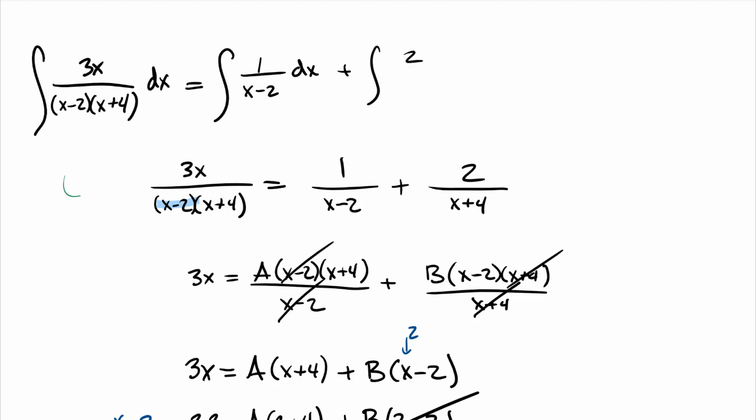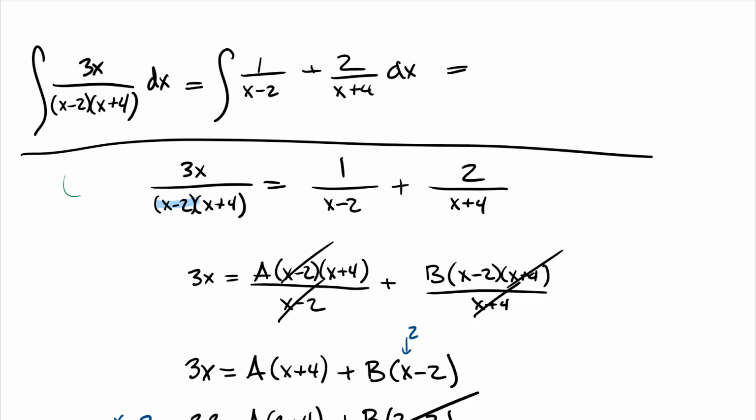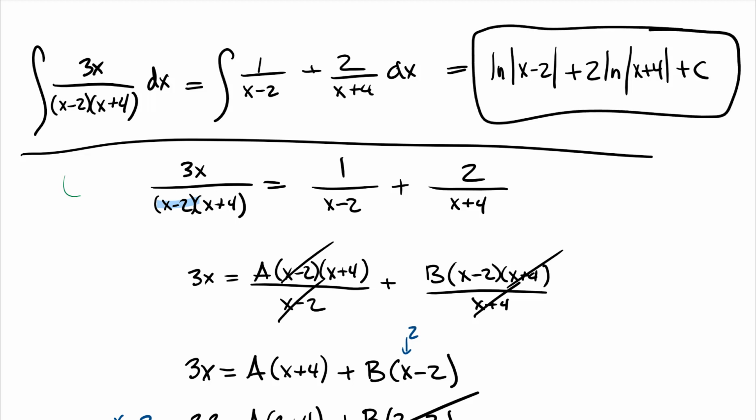Notice how I'm breaking it up into 2 pieces. That is totally unnecessary, and I don't know why I'm doing that. Plus 2 over x plus 4 dx. Now these are about as simple as they come. I don't even need to work down below. This is equal to the natural log of the absolute value of x minus 2, plus 2 times the natural log of the absolute value of x plus 4, all plus C. And there's our solution. This is partial fraction decomposition.